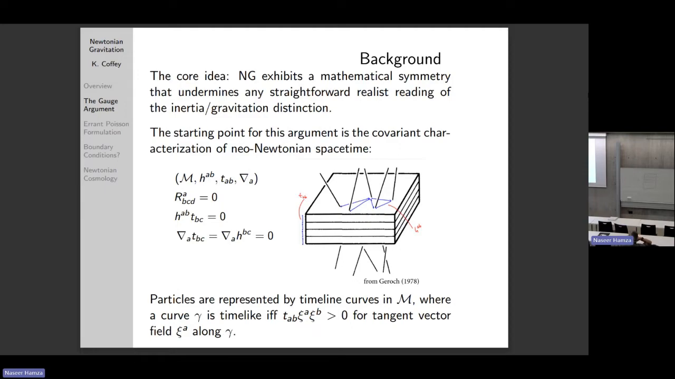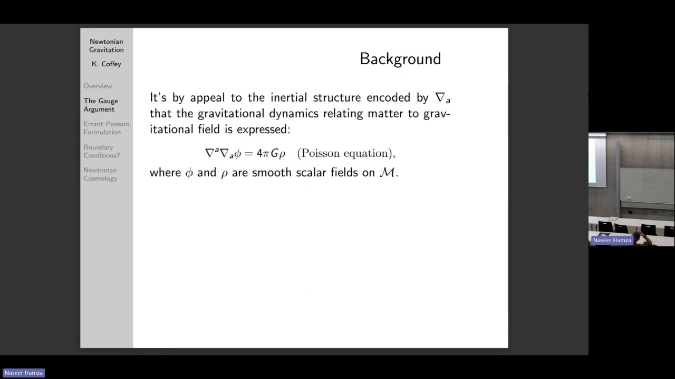Particles are just going to be represented by time-like trajectories, so trajectories that move through the different spatial slices and are never tangent to a given simultaneity slice. Okay, so that's the space-time background for setting up the formulation. Then, of course, you have to provide the dynamics, and the dynamics connects the inertial structure with the gravitational field through Poisson's equation. Right? So we have phi on one side of the equation, which represents the gravitational potential, and rho, which represents the matter distribution.